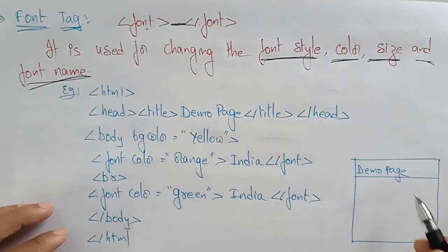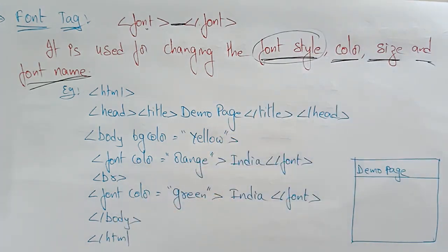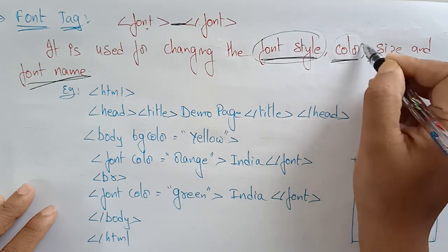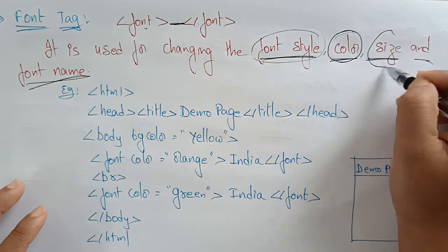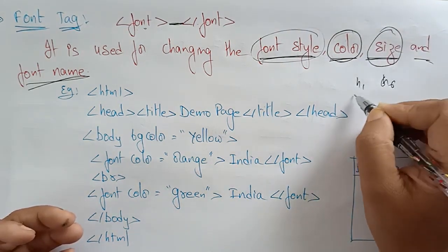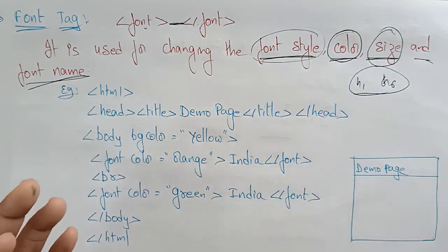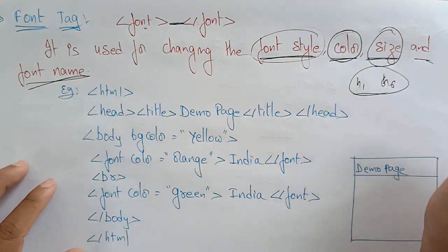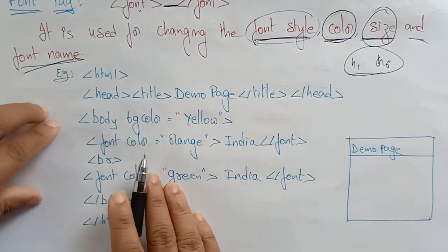The use of the font tag is that it changes the font style, like Times New Roman or whatever format you want, and the font will appear in that style. You can also change the color of the letters, and you can change the size from small to large. Headings H1 to H6 use only a particular size with bold letters, but if you want a size without bold letters, you need to use the font tag with a particular size and the font name also. Okay, so let's see here.